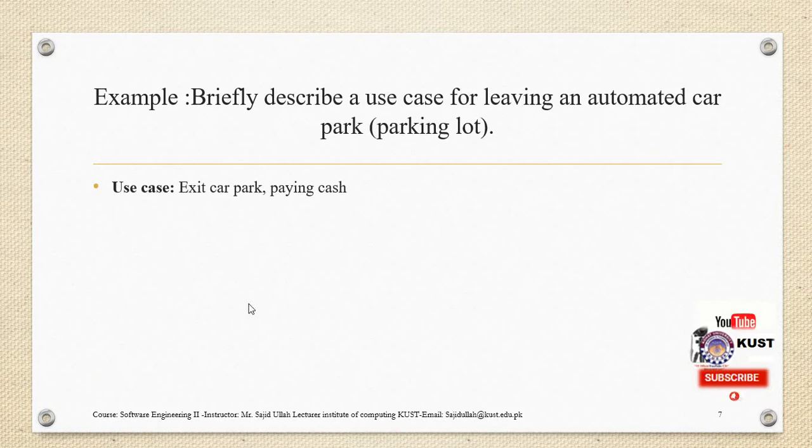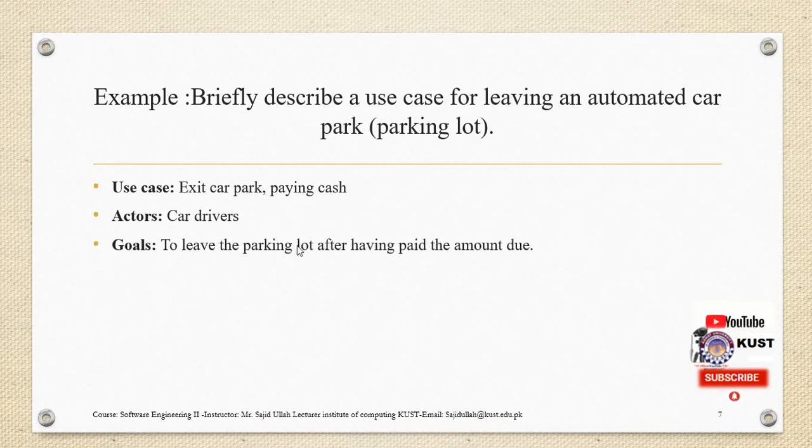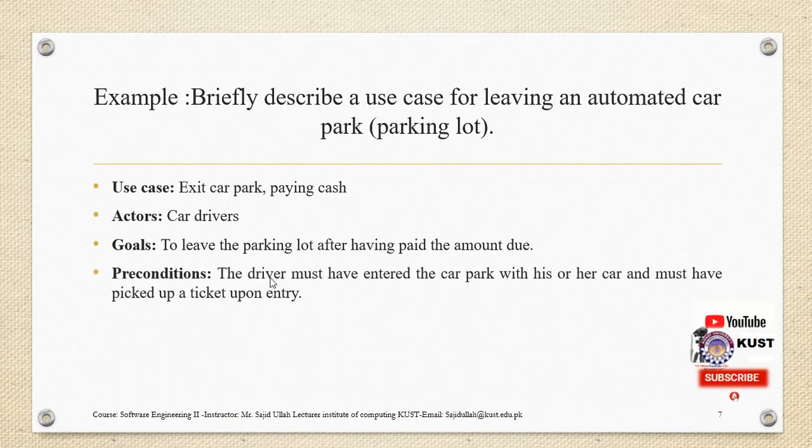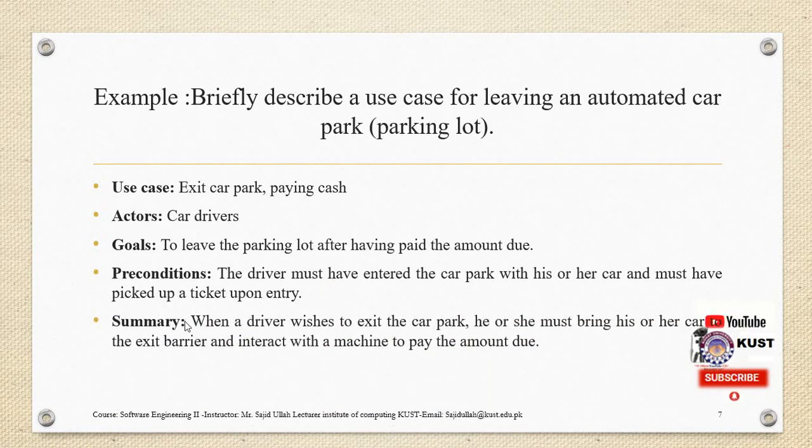This is a detailed use case for exiting a car from the automatic parking lot. Its name is exit car park by paying cash. Actors are car driver. Goal: to leave the parking lot after having paid the amount due. Precondition: the driver must have entered the car park with his car and must have picked up a ticket upon entry. Which means when you enter a car park, the machine will assign you a ticket.